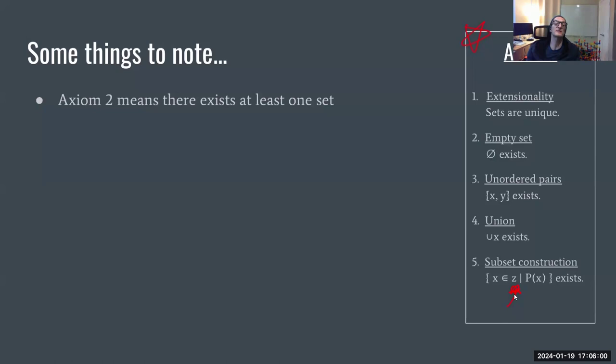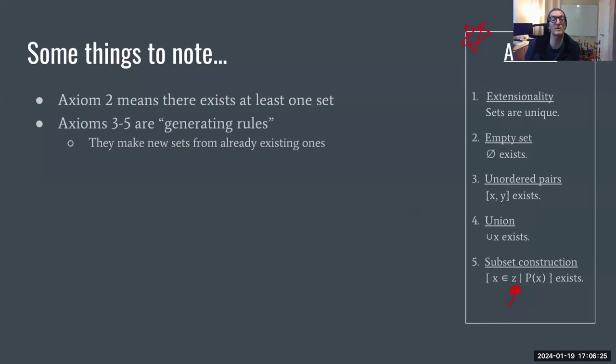All right, what's axiom two? Now let's have some commentary. Comment number one: axiom two tells us that we at least have a set at all. Axiom two just comes right out and says the empty set exists. So that postulates that there's at least one set in our universe. Axioms three through five should be viewed as generating rules. They make new sets from already existing ones.